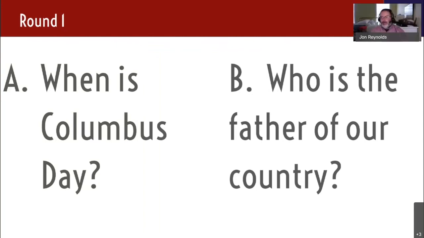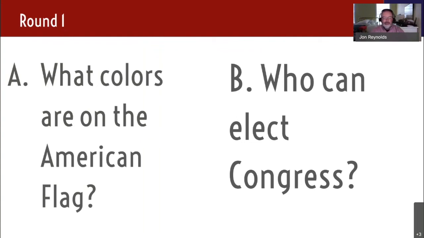All right, so next time, Elena, you read the A sentence. What colors are on the American flag? Okay, very good. Elaine, the B sentence. I don't know how to say. Just try it. Who can elect Congress? Elect Congress. Okay, very good.